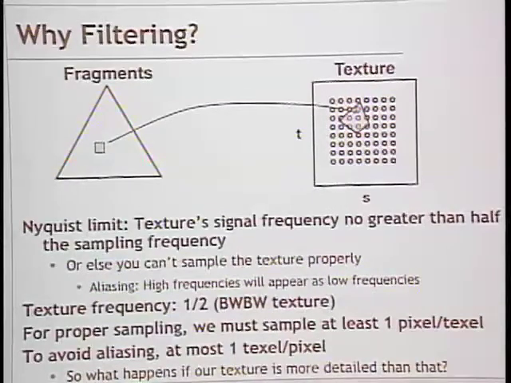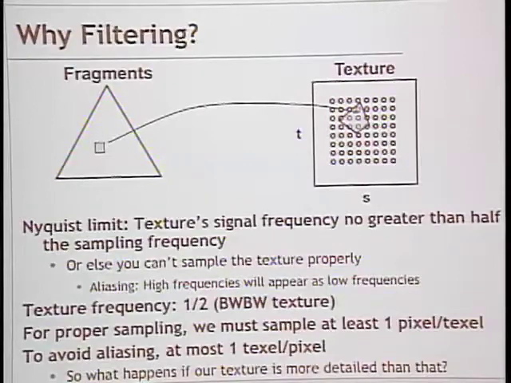So the signal processing term here is called the Nyquist limit. When we sample here, it's going to go over there and sample from texture space. We want to make sure that the signal frequency in the texture is no greater than half the sampling frequency. Otherwise, we have aliasing.